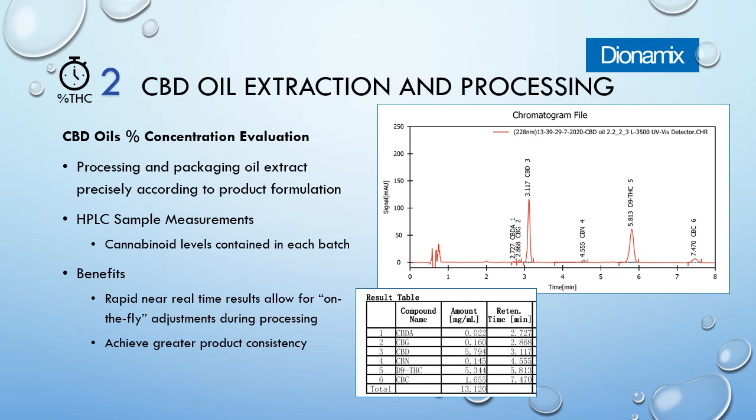In this example, at an oil extraction and processing facility, each batch of extract is analyzed for quality control and consistency, making it possible to separate, combine, or reject the different oil extract batches to make sure you're producing a product with a desired formulation and hitting the target THC and CBD potency.